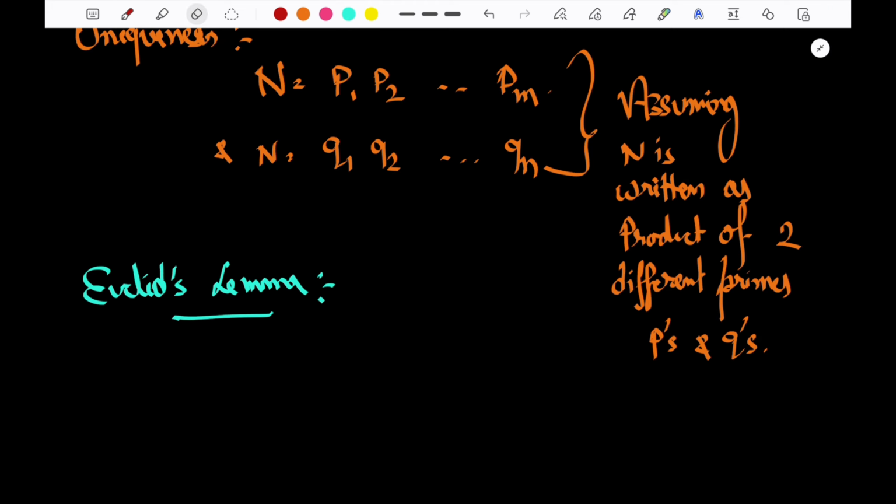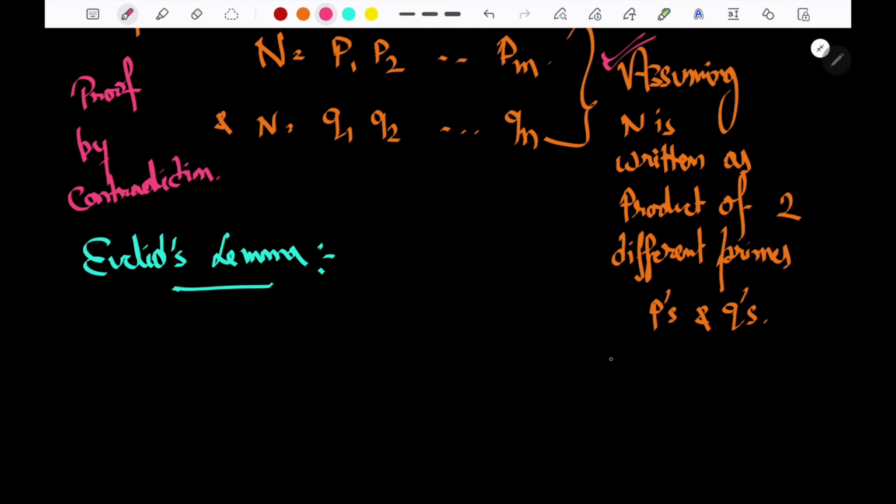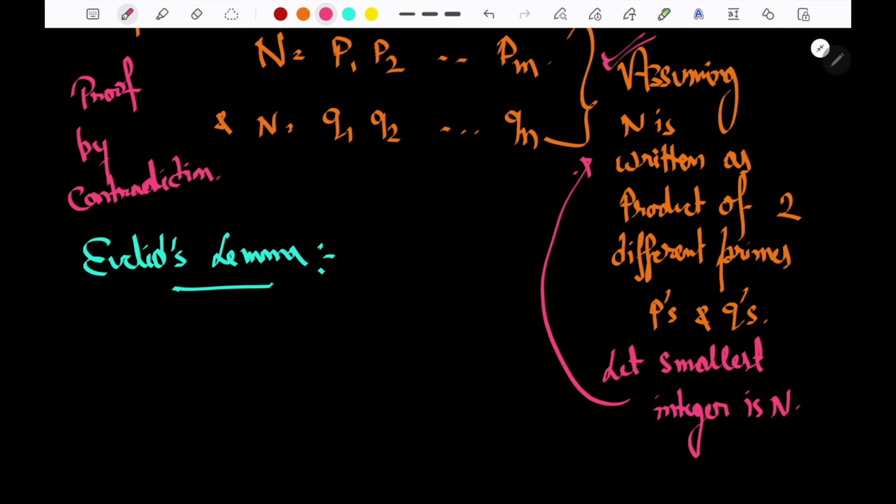Okay, let me say one thing here: I have assumed that n is written as a product of two different prime sets, and I am actually proving this by contradiction. It is a very simple thing. Suppose n is the smallest integer that can be written as a product of two different sets of primes. That is what we have assumed. Now if I can prove that there is another integer n dash smaller than n that can be written as a product of two different sets of primes, then our assumption is wrong. That is what we are required to prove.